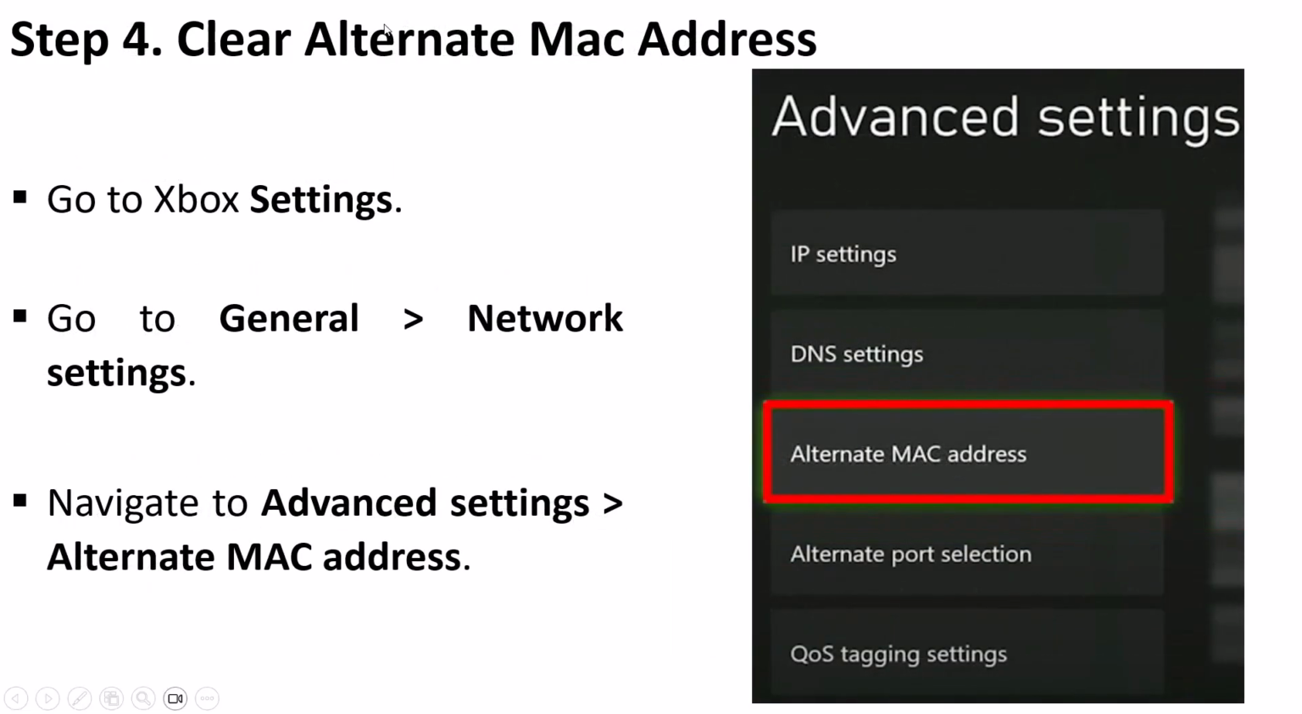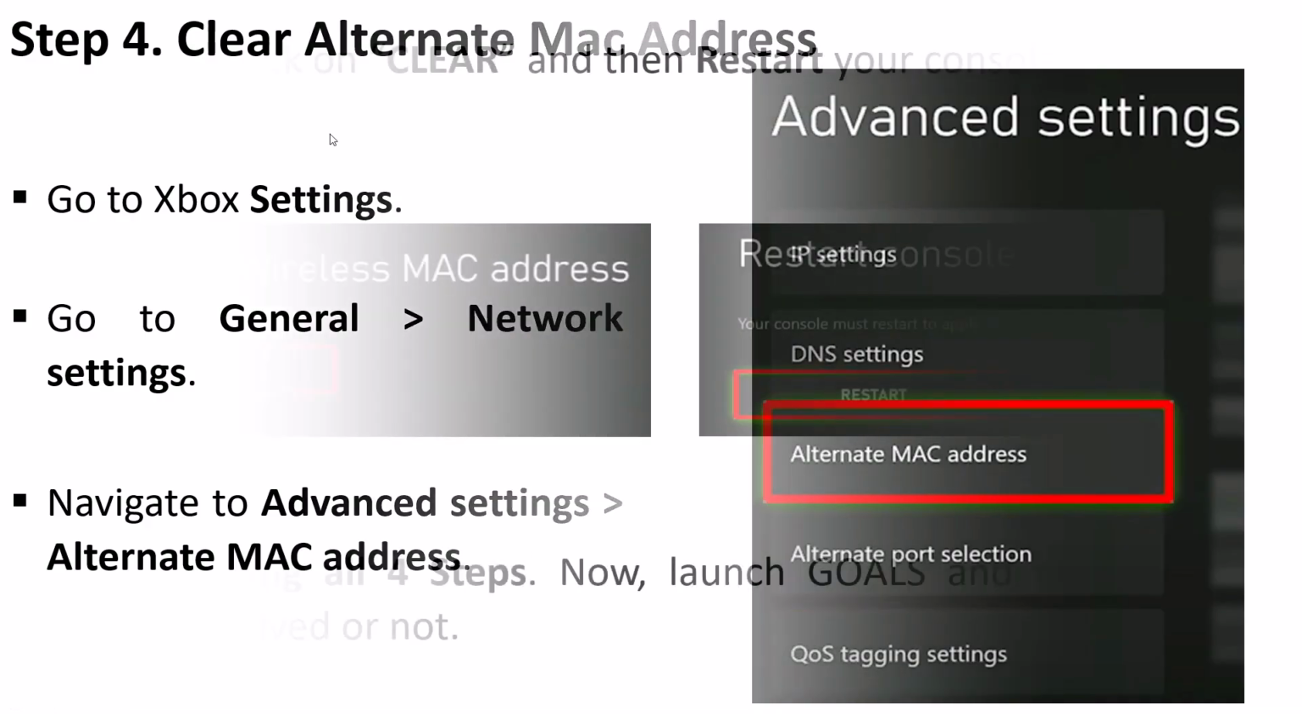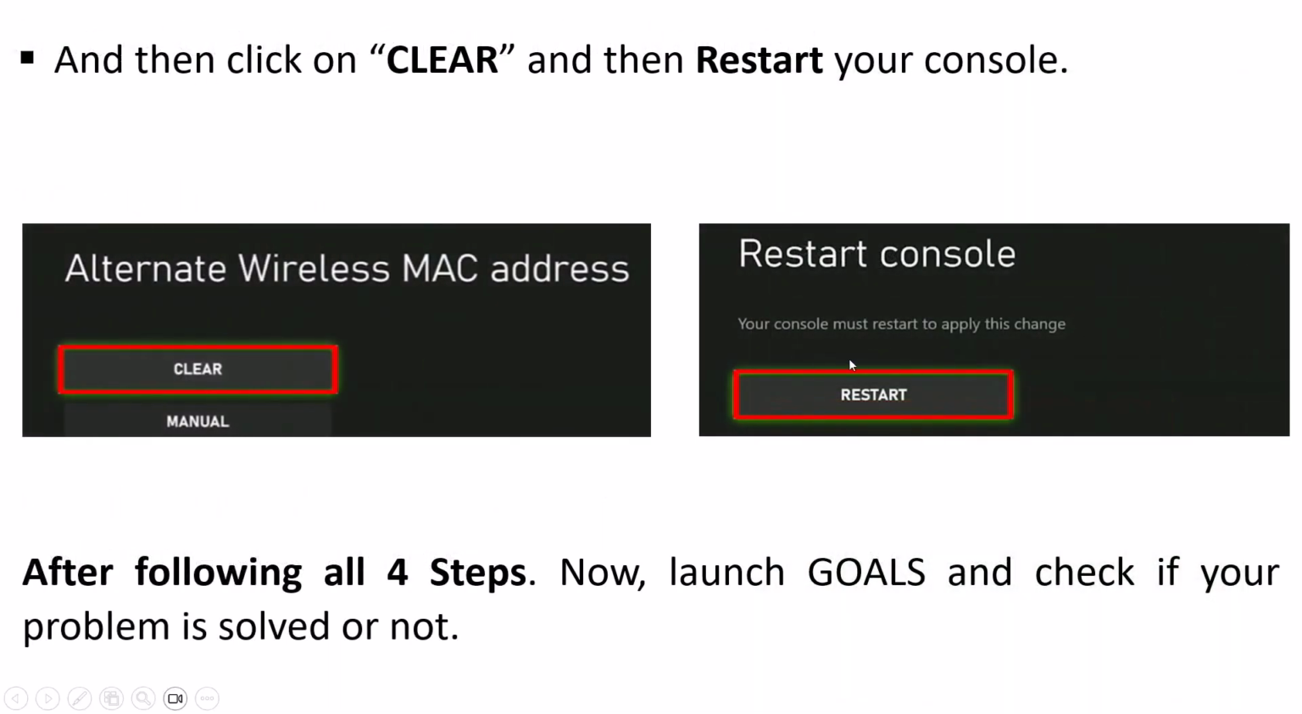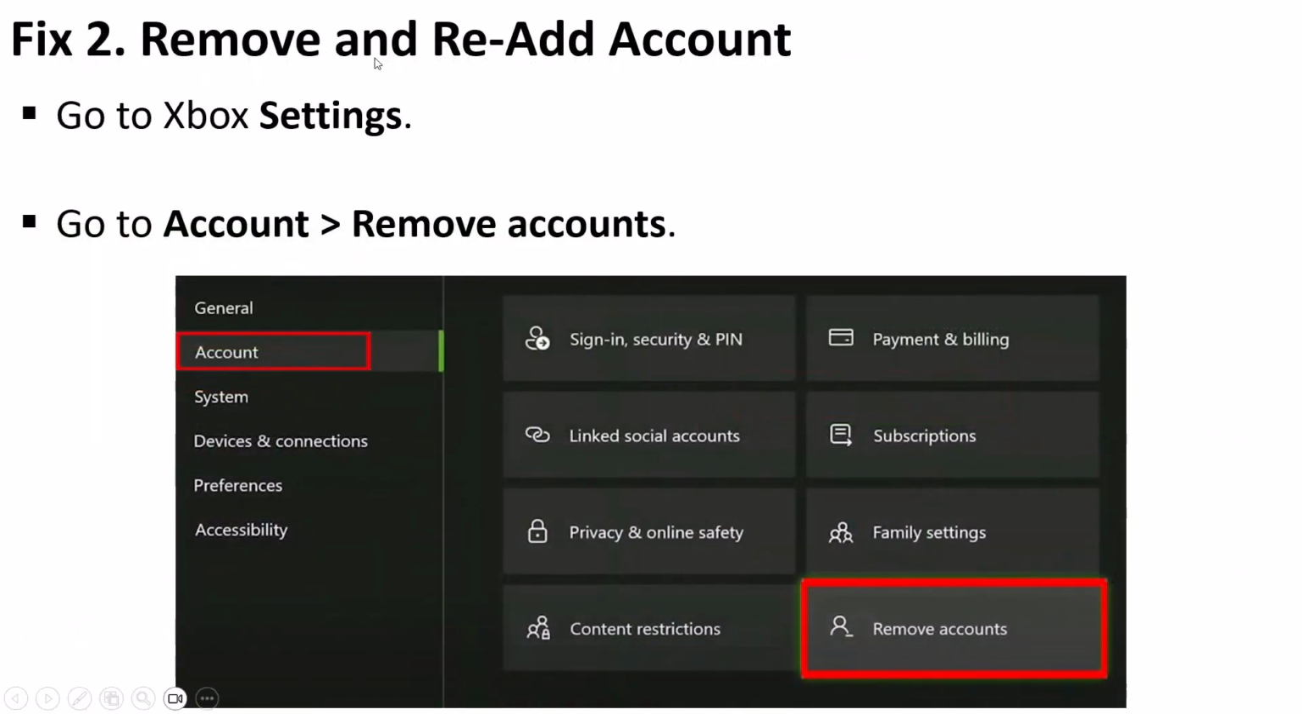Step 4 is to clear alternate MAC address. So go to Xbox settings, go to General, Network settings, navigate to Advanced settings, Alternate MAC address and then click on Clear and then click on Restart. And after following all 4 steps, now you can go ahead, launch the game and check if your problem is solved or not.